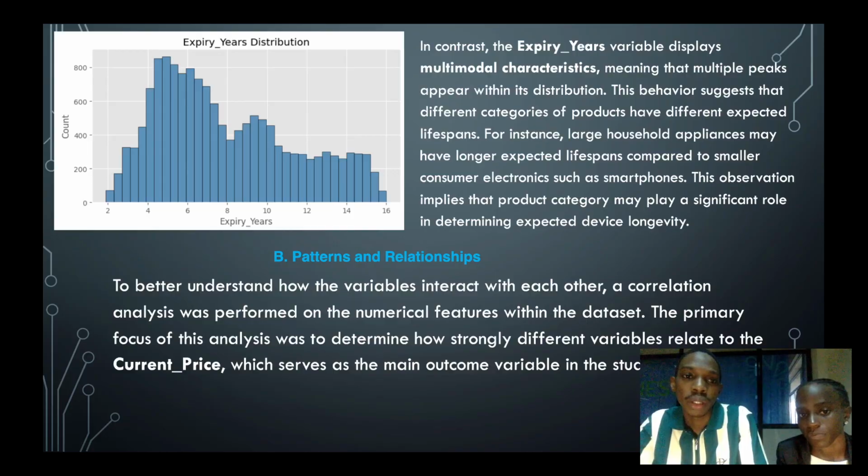So the next one, we had expiry years distribution, and in contrast, the expiry years variable displays multimodal characteristics, meaning that multiple peaks appear within its distribution.